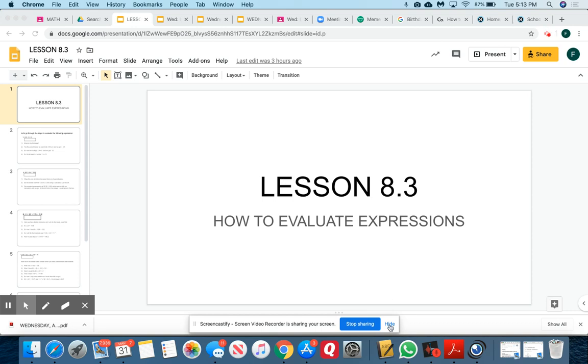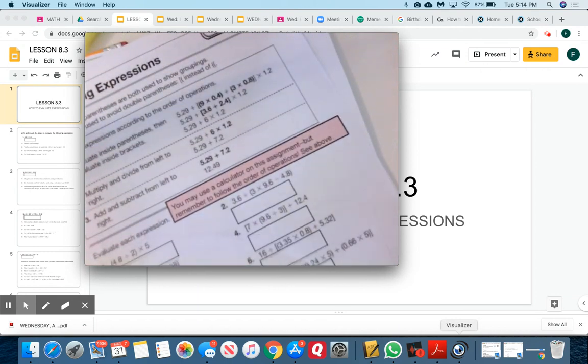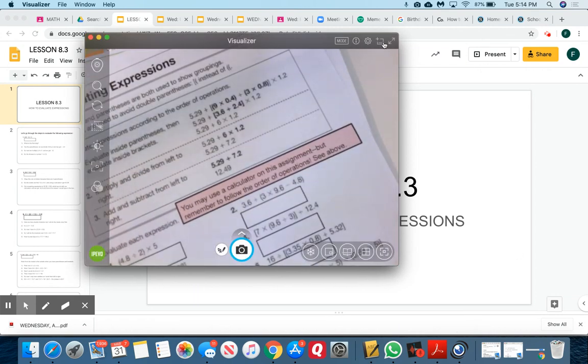Okay, so today we're going to be looking at lesson 8-3, which is how to evaluate expressions. So what does that mean, evaluating expressions? It's pretty much what we were doing yesterday. We're following the order of operations. So I'm going to pull up my document camera here, and we're going to go ahead and let me zoom in.